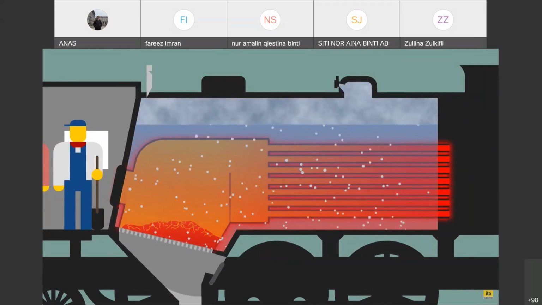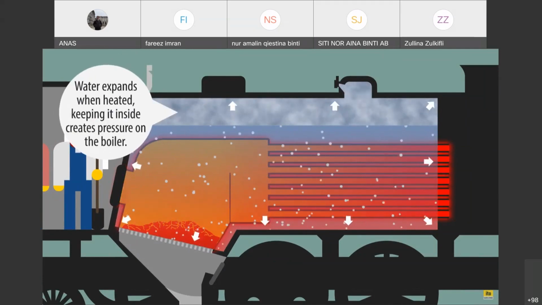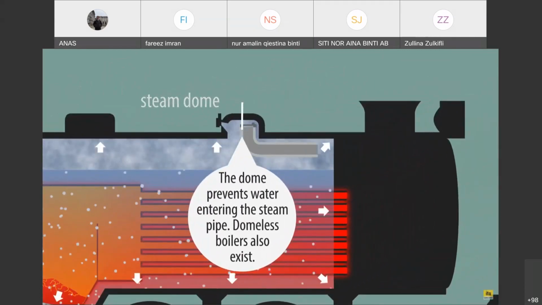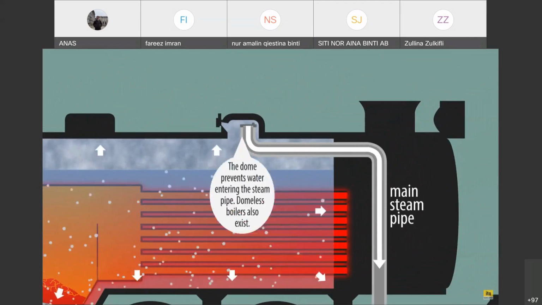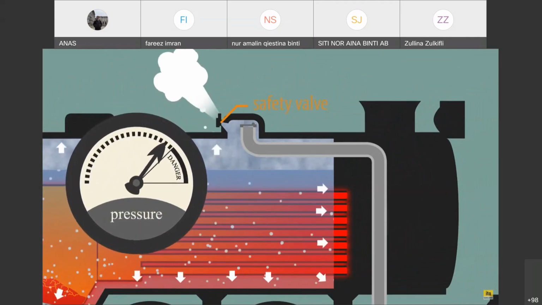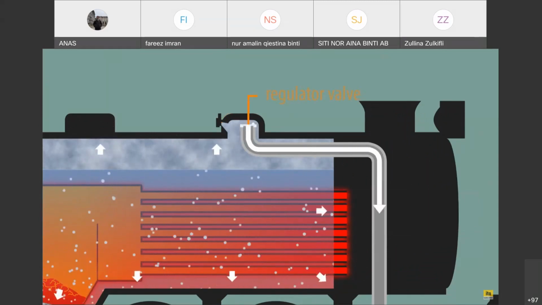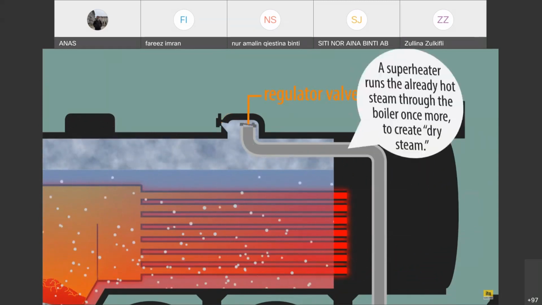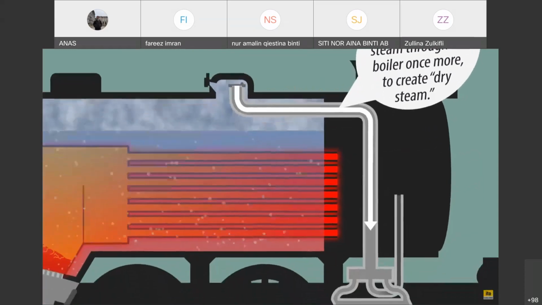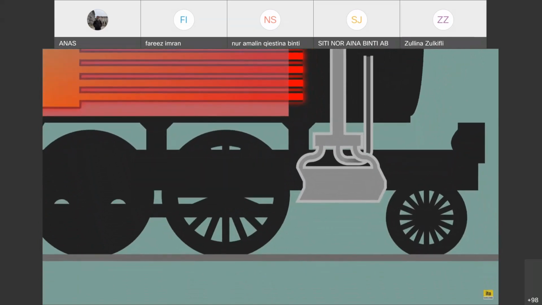As more and more water evaporates, steam builds up inside the boiler, creating pressure. Inside the steam dome, the steam can find a way out of the boiler towards the cylinders. In case the pressure becomes too high and the boiler risks exploding, a safety valve pops to relieve pressure. The amount of steam exiting the boiler is controlled using the regulator valve. This is effectively the throttle of the steam locomotive, because as the steam runs down to the cylinders, we get to the part that actually drives the wheels.